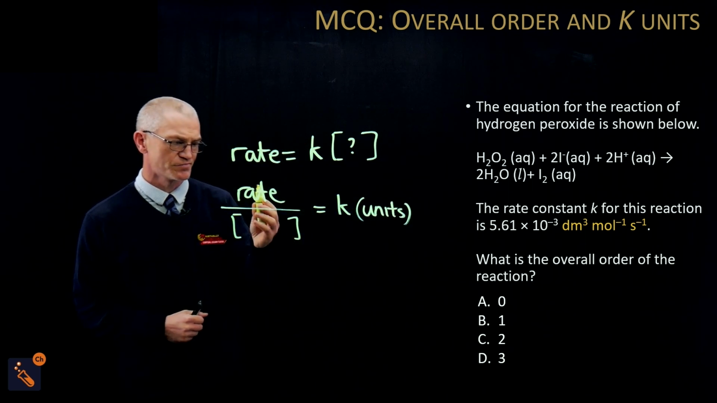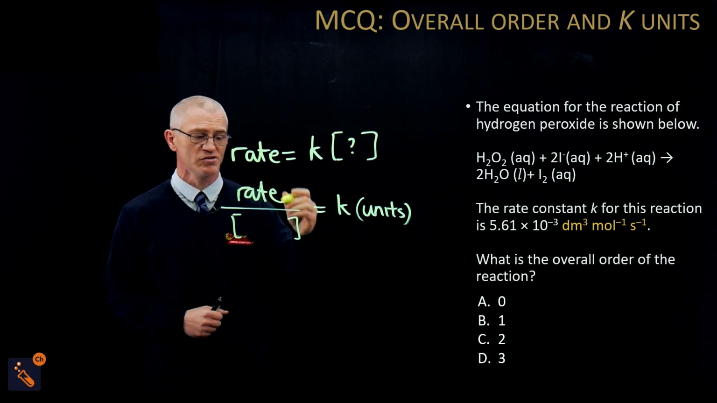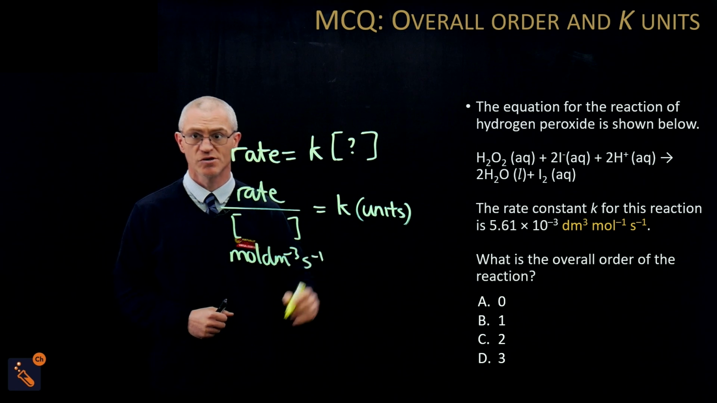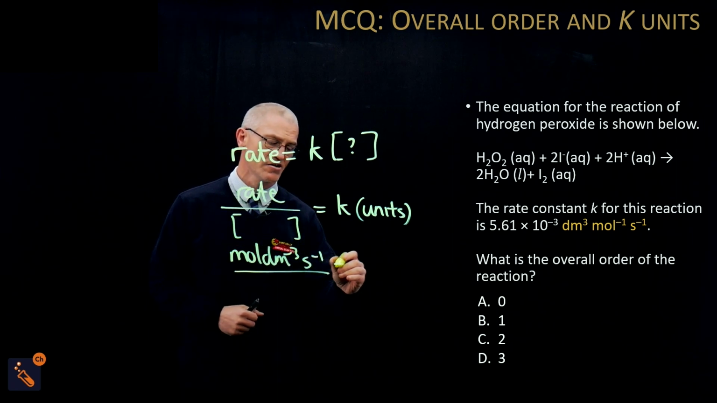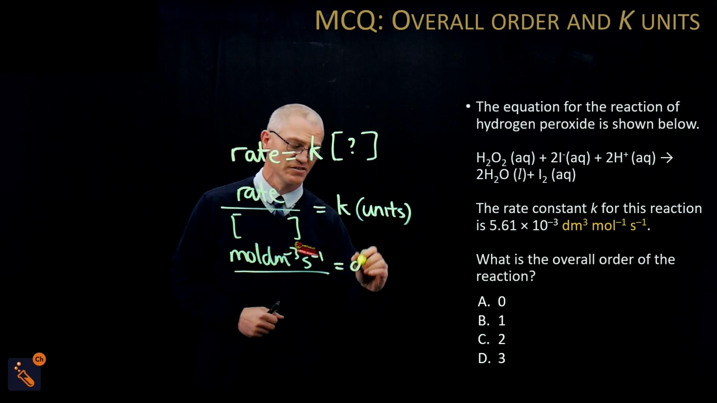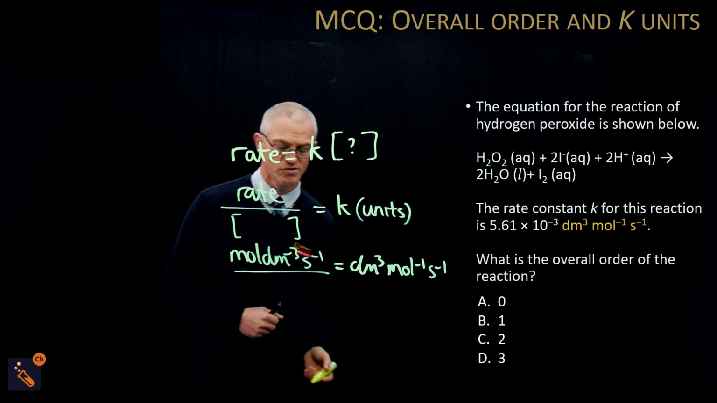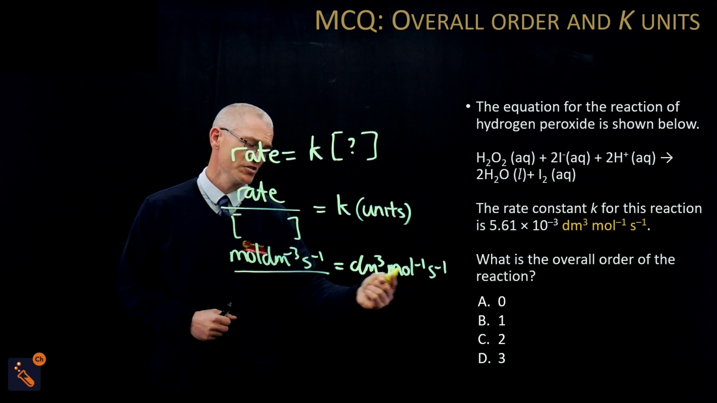So at this point, we know our units of k are dm³ mol⁻¹ s⁻¹. Well, s⁻¹ comes from the rate. And if we put mol dm⁻³ s⁻¹ at the top for our rate, then we start to think, how can we get dm³ mol⁻¹ s⁻¹? Well, to do that, if you look at it, it is 1 unit in terms of moles per decimeter cubed, but it's moles per decimeter cubed the wrong way around.